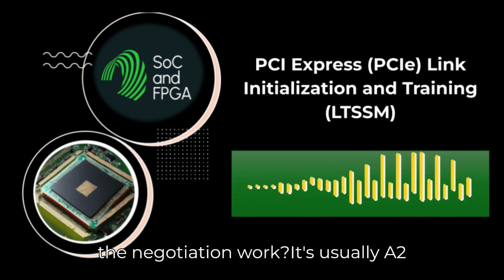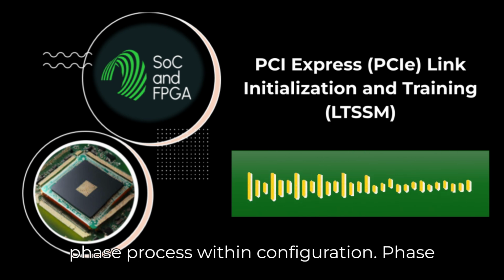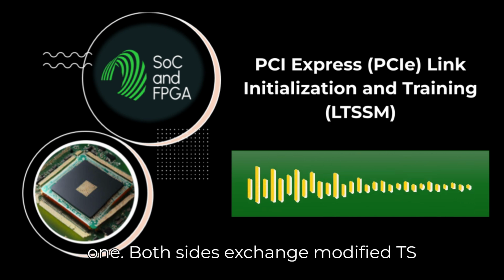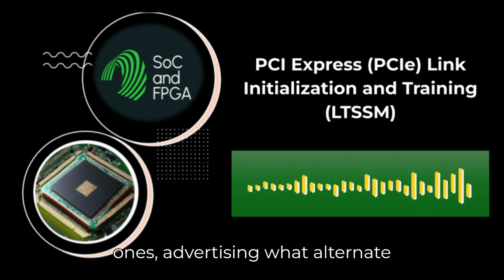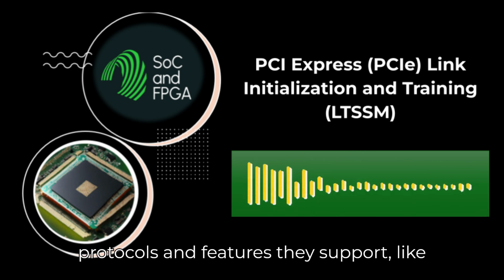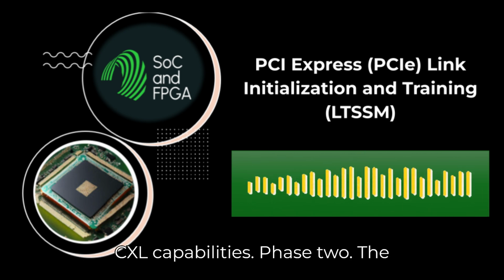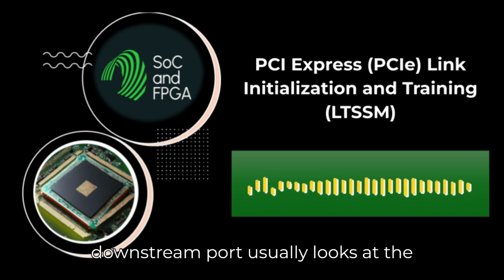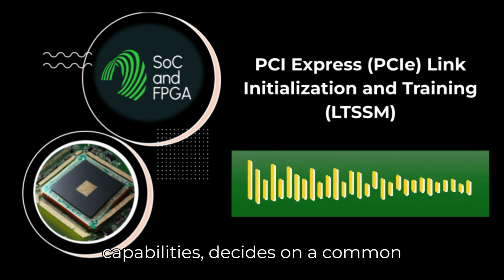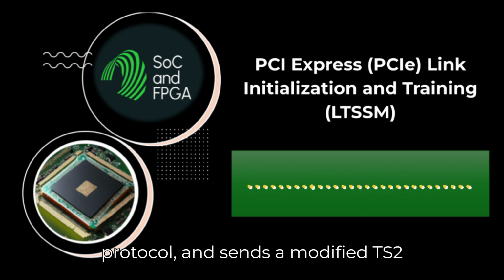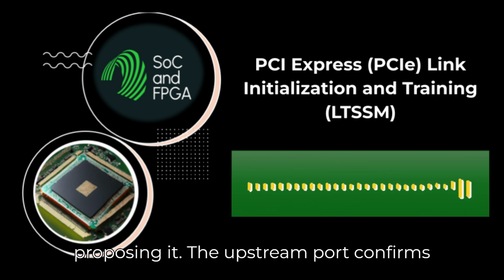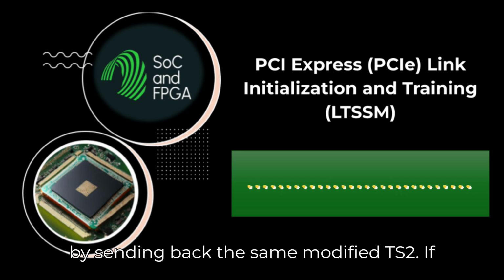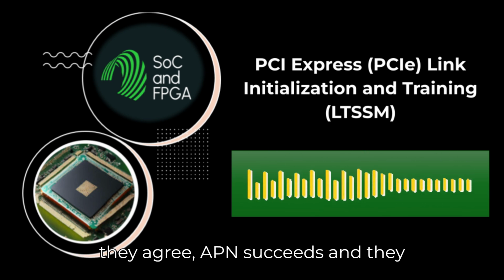How does the negotiation work? It's usually a two-phase process within configuration. Phase 1. Both sides exchange modified TS1s, advertising what alternate protocols and features they support, like CXL capabilities. Phase 2. The downstream port usually looks at the capabilities, decides on a common protocol, and sends a modified TS2 proposing it. The upstream port confirms by sending back the same modified TS2. If they agree, APN succeeds.